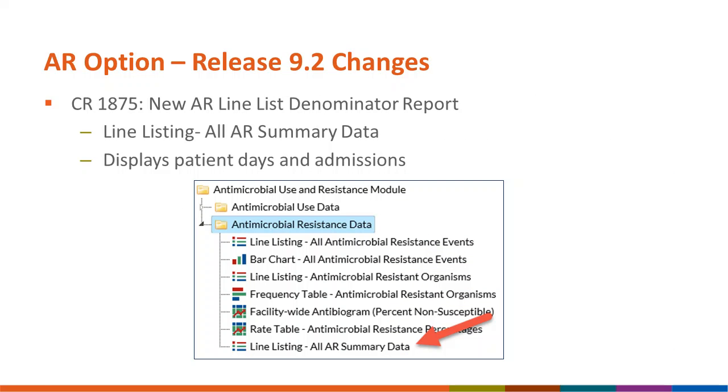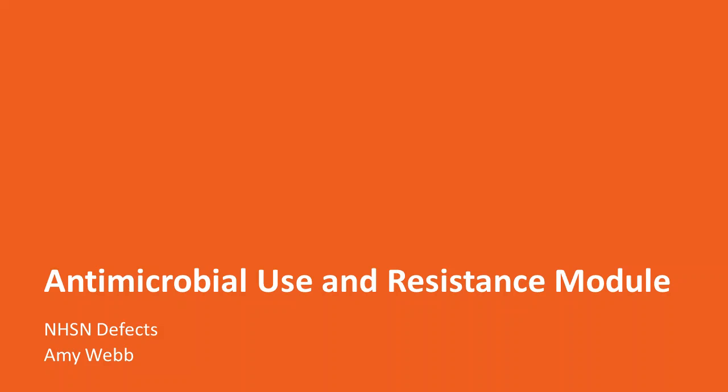Change request 1875 adds a new AR line list denominator report that will display patient days and admissions. Currently, users are only able to view these numbers by exporting the analysis data sets, so this new AR line list denominator report will be very helpful. Next, I'm going to turn it over to Amy Webb to discuss the AUR 9.2 defects. Amy?